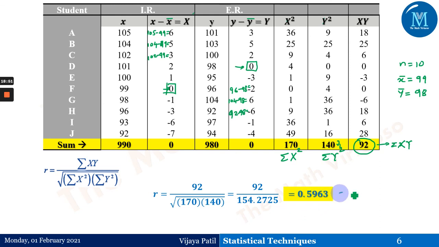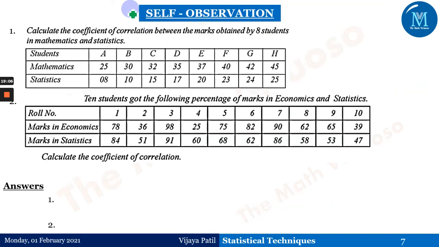That's all. And this again lies between minus 1 and plus 1, and therefore we are on the right track. So 0.5963 is the answer for this particular question. Then this is a self-observation exercise you have been given. You have been given 2 questions. These are straight questions, I have not twisted the questions anymore, and the small r has been given to you. Cross-check the answer given to you.